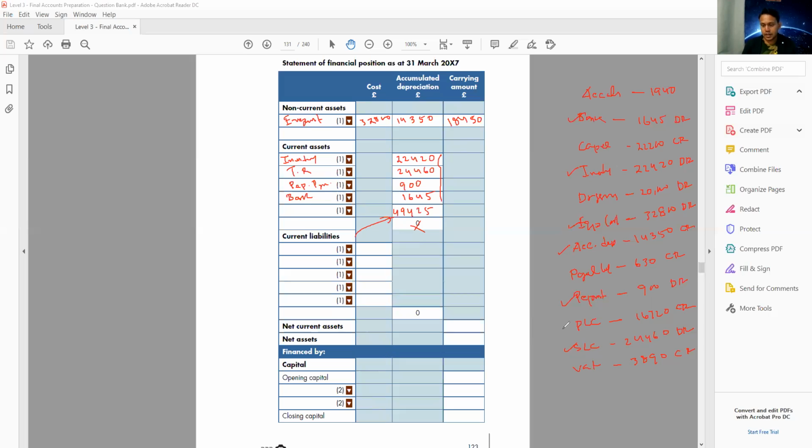The first thing we have is trade payable, so purchase ledger control, trade payable, that is 16,720. Then we have accruals, 1940. Then we have a payroll liability, 630. Then we have the VAT, that is 3890.